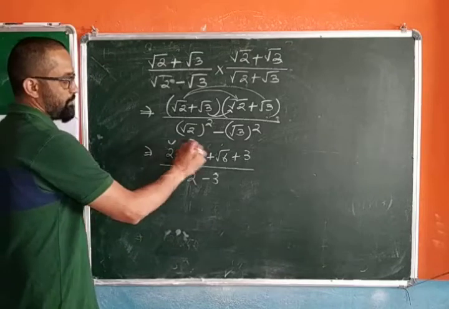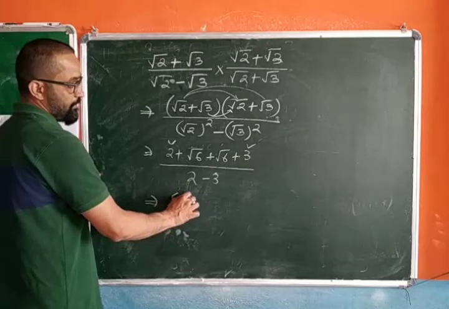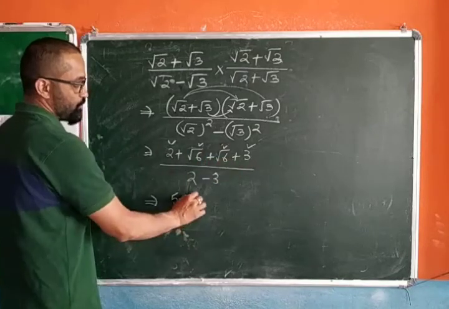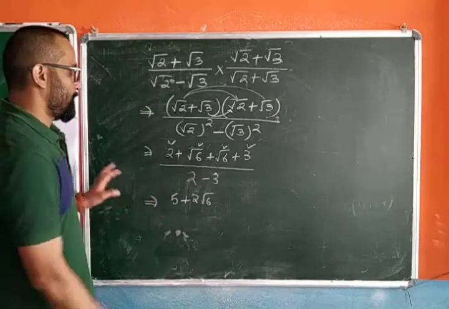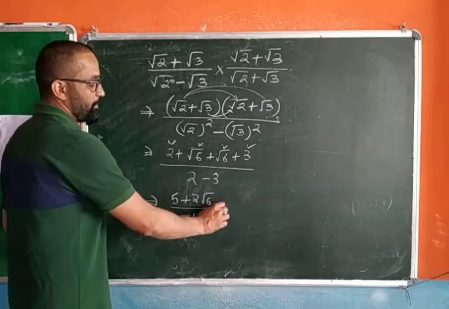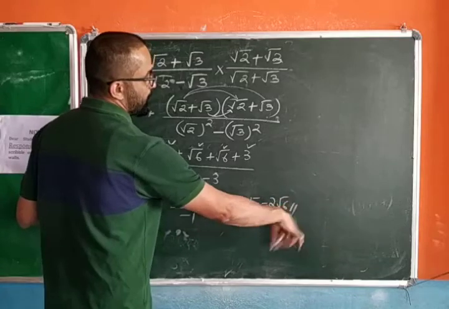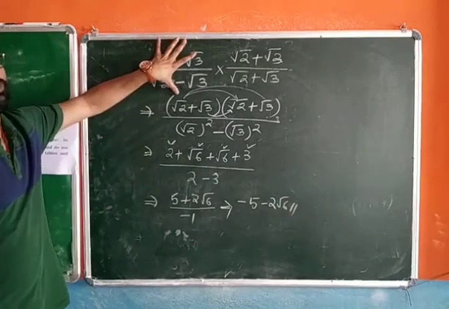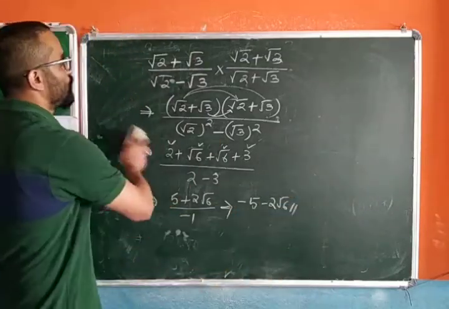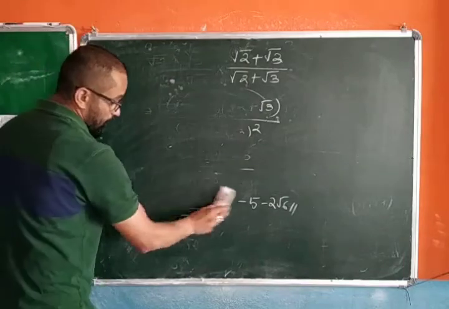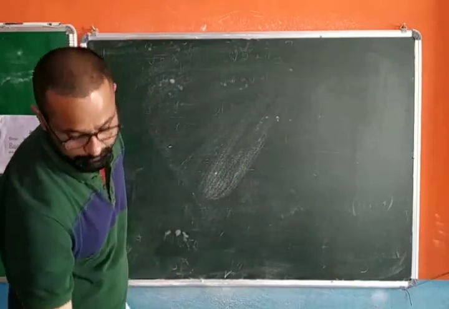Add the rational numbers. 2 plus 3 is 5. Irrational number: 2 root 6. You cannot write 12, remember it. Divided by minus 1. You can divide it now. Minus 5 minus 2 root 6 is the answer for rationalization of the given sum. It's not difficult. You just need to follow the simple steps involved, and there is simplification.